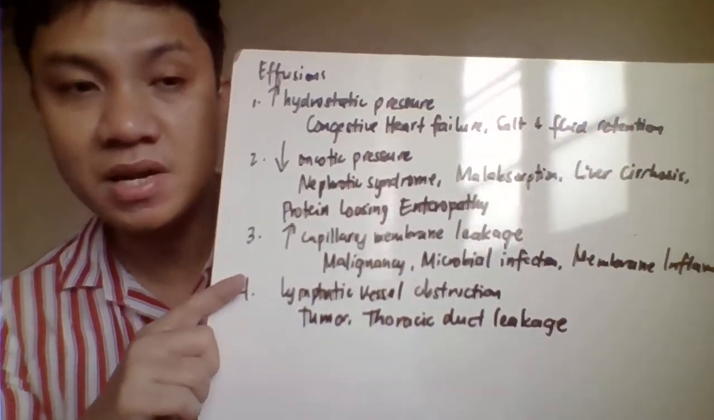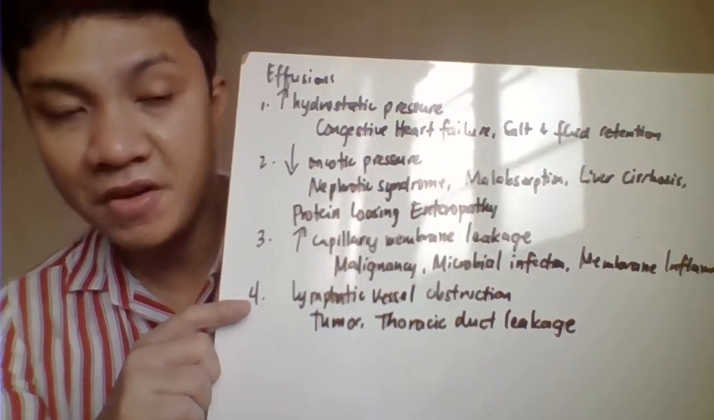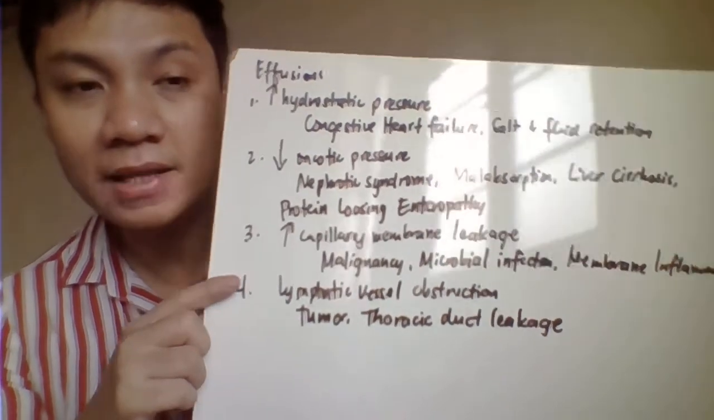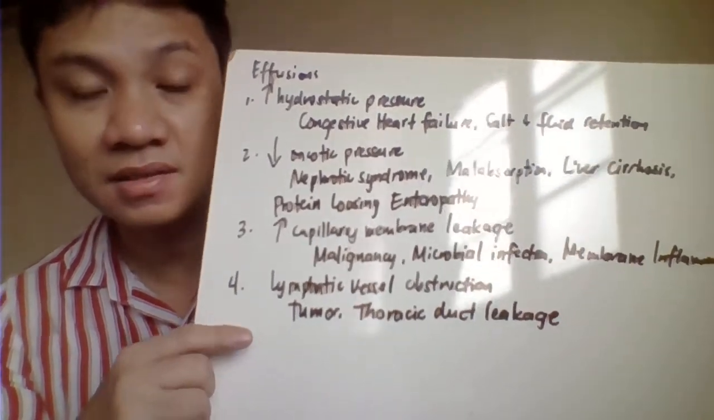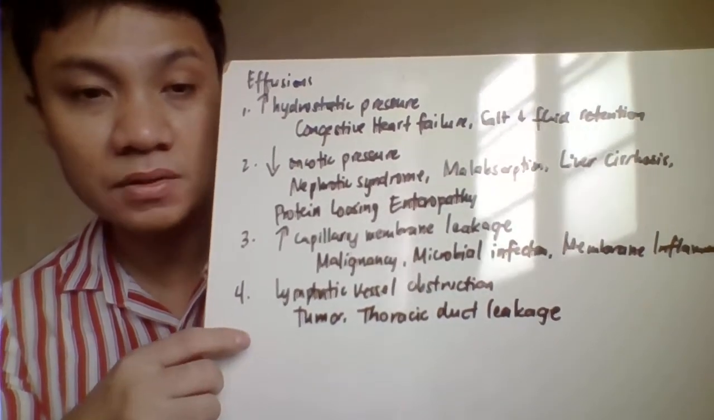Third one, we have increased capillary membrane leakage related to your microbial infection, or simply infection, and malignancy. And lastly, why does the fluid accumulate? Because of the obstruction in your lymphatic vessels related to your thoracic duct leakage. You could also have tumors and many others.